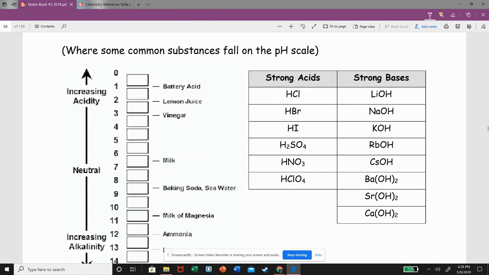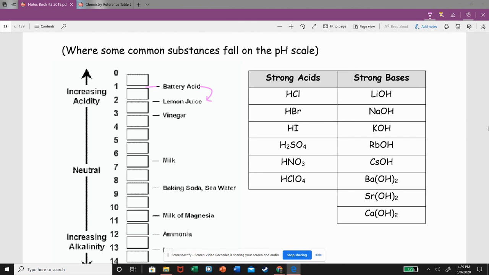So let's look at some common substances and where they fall on this pH scale. If I look at lemon juice and battery acid, battery acid is somewhere around a 1, and lemon juice is around a 2. So if I'm going from a 1 to a 2, you're like, yeah, no big deal. Well, it is a big deal, because you're certainly not going to drink battery acid, because that's just going to burn your esophagus and cause all kinds of damage.